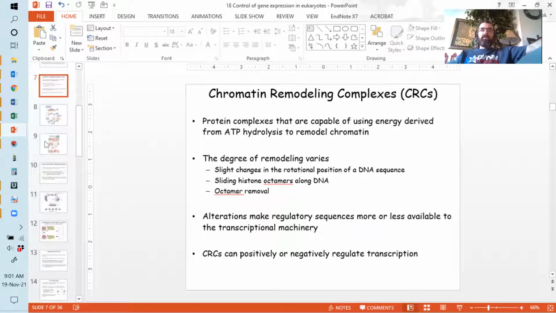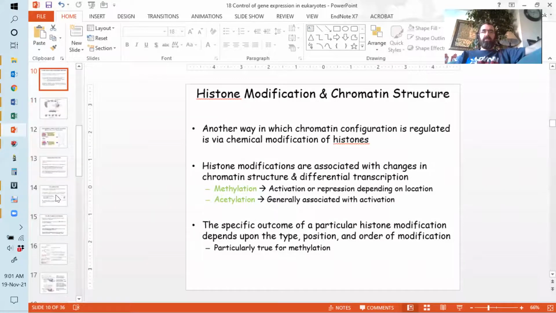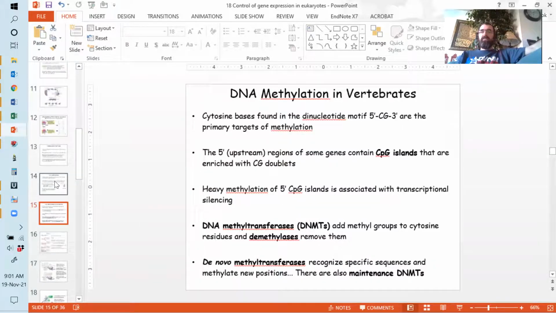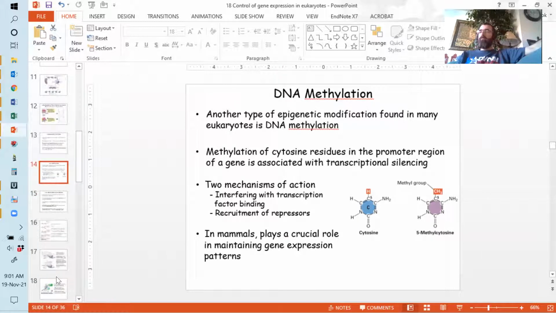Chromatin remodeling complexes, histone methylation and acetylation, which have, generally speaking, opposing effects on transcription. Methylation is quite considerably more complex. Acetylation is actually quite simple by contrast. Acetylation being generally pro-transcription. And then also DNA methylation, right? And those things all feed back into each other, right?